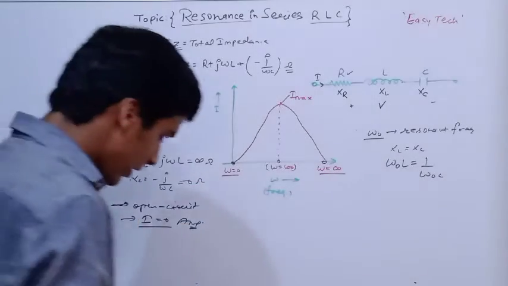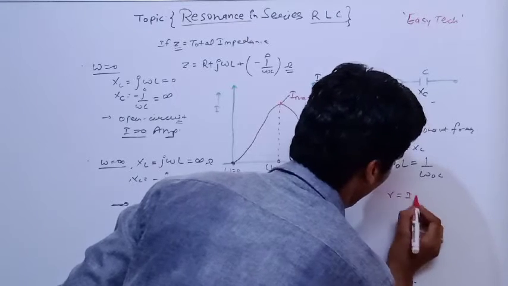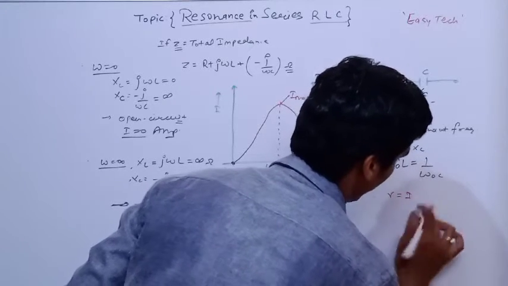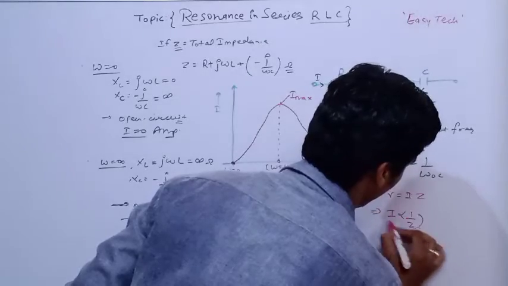Now we already told you from Ohm's law V is equal to IR or IZ for the impedance network. So I is inversely proportional to Z.